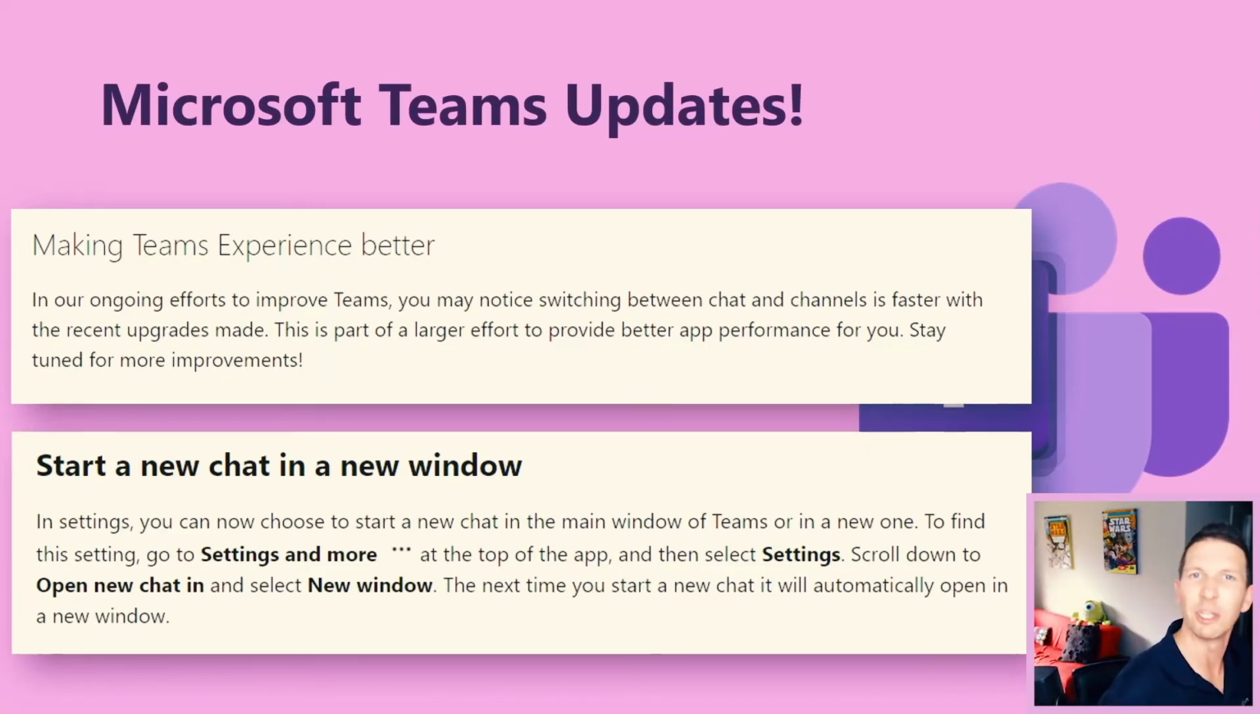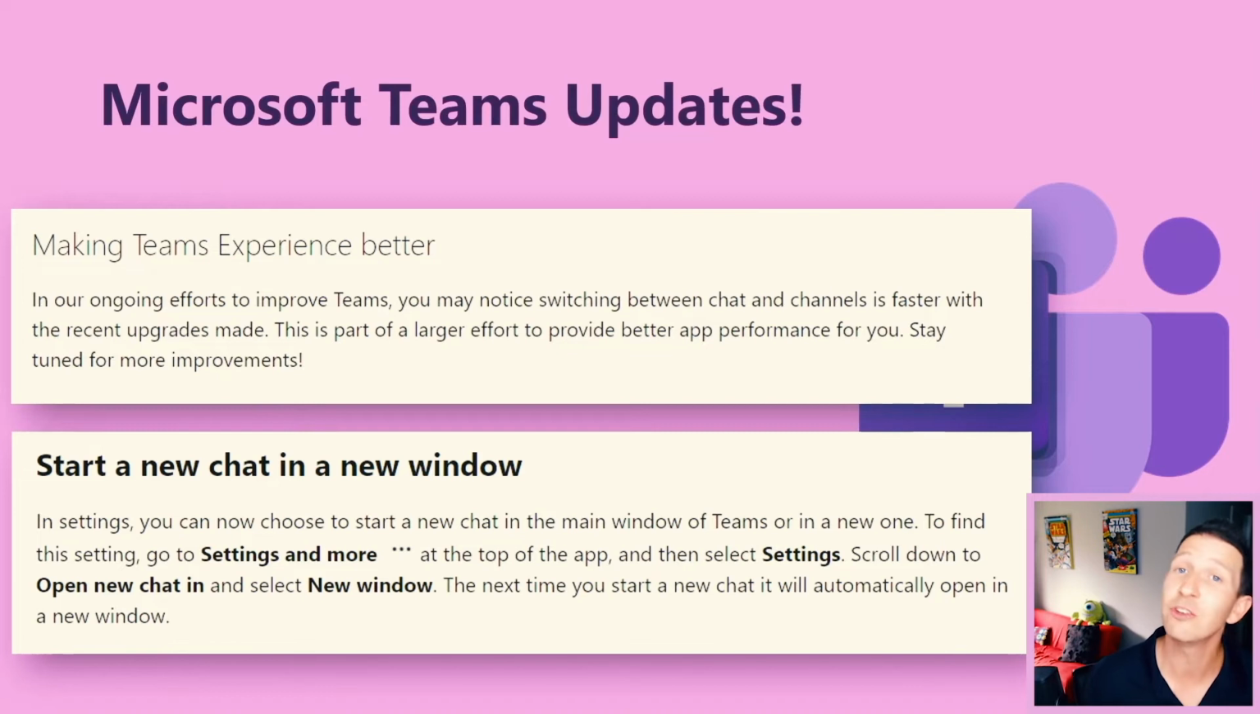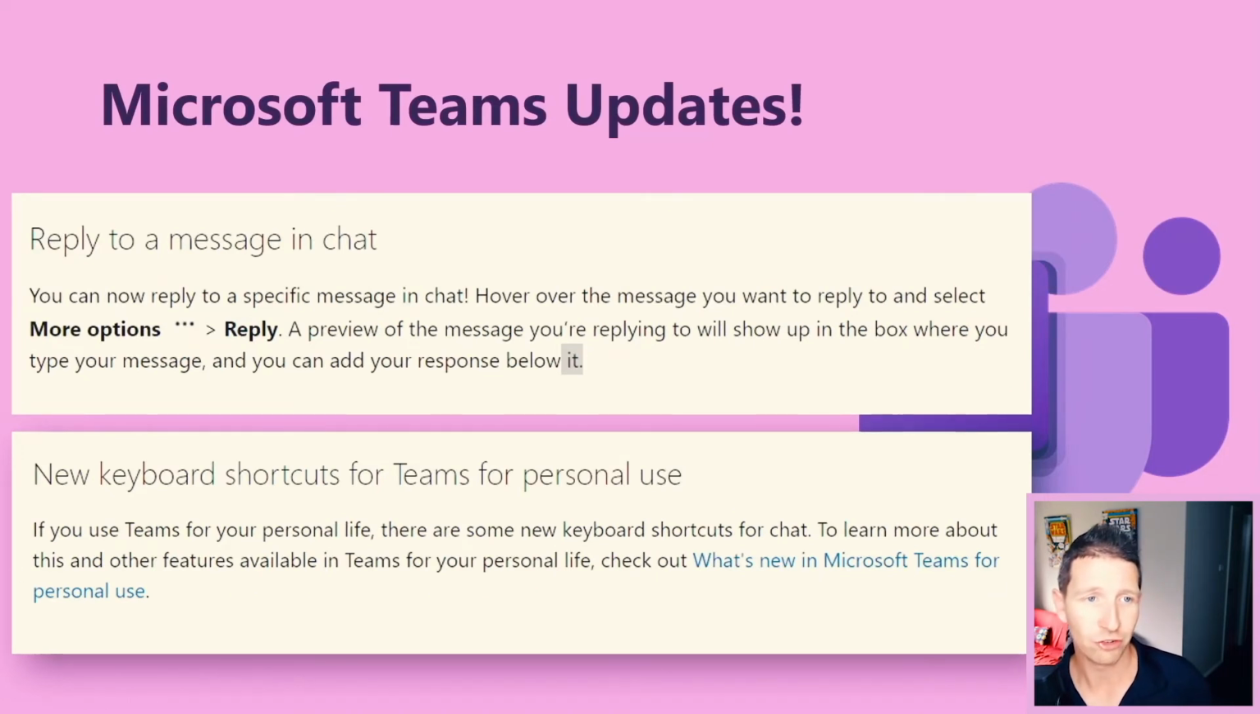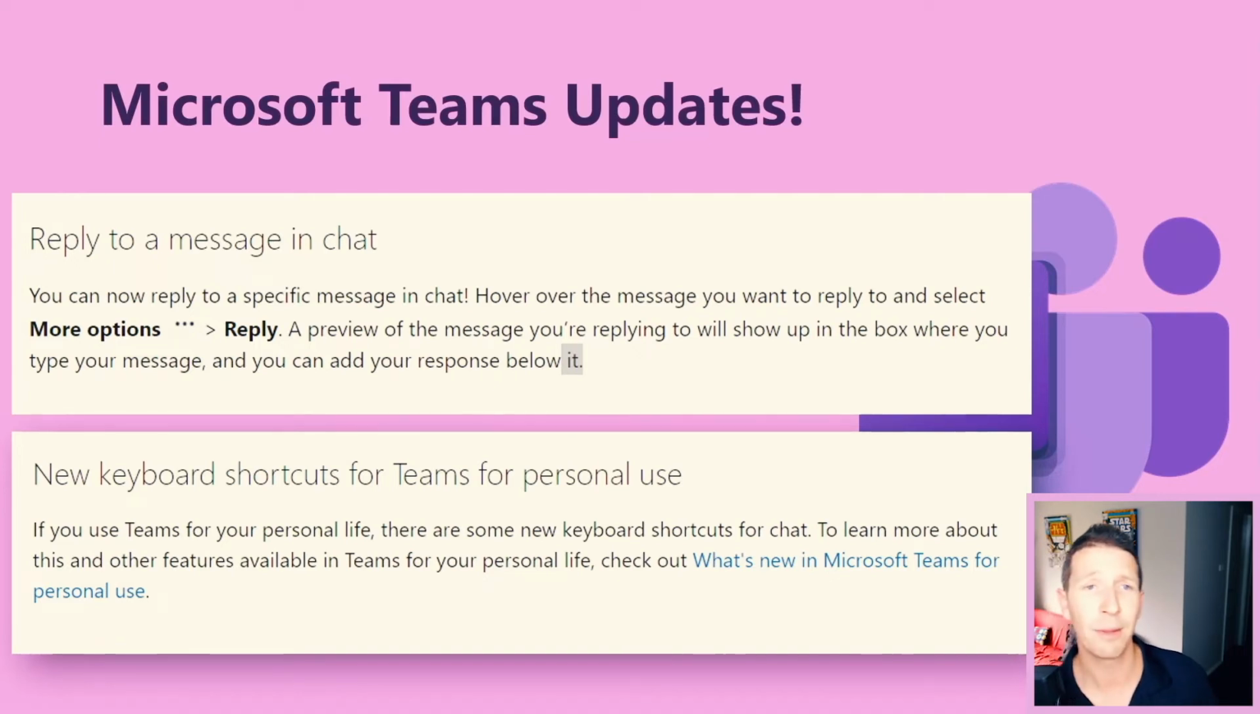It's more of a subtle upgrade that's happening over the course of time, but Microsoft Teams should get a little bit faster when you're moving around. Start a new chat in a brand new window. Every time you make a new chat, you can set the setting so it pops out in a brand new window. You can reply to a message in a chat too, which is absolutely awesome. You can right-click a message and click reply to that message, so you're referring to something that's maybe been bumped up the chat quite some period of time.